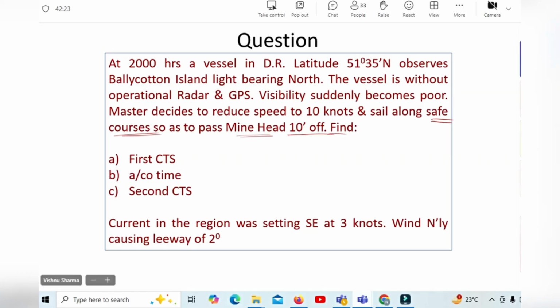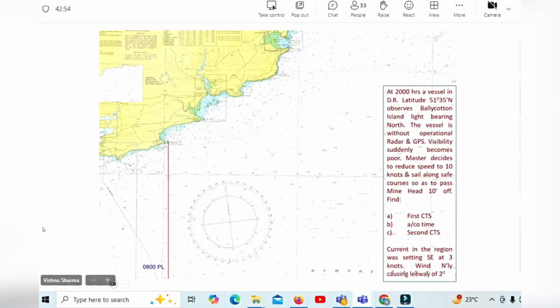Find: A, what should be the first CTS the vessel should set sailing upon. B, what time should she alter the course? And C, what should be her second CTS? Current in the region was setting southeast at 3 knots. Wind northerly, causing a leeway of 2 degrees. So this is the question, guys.